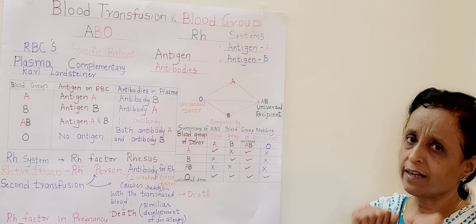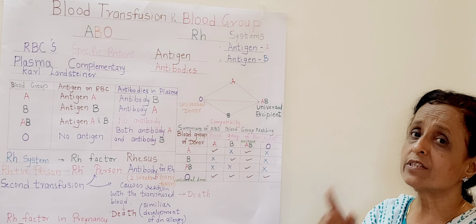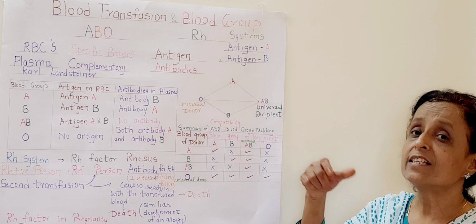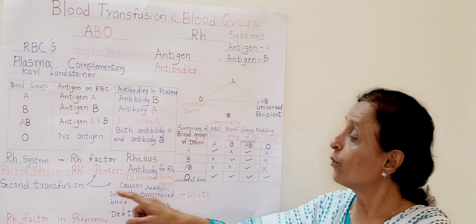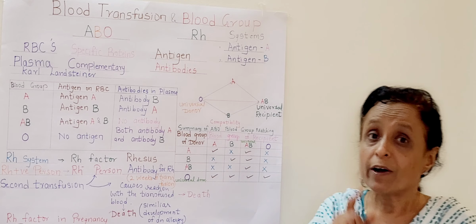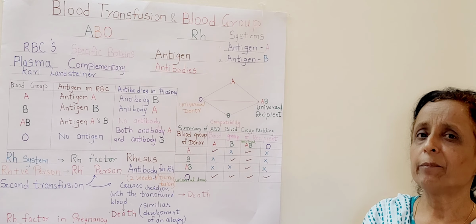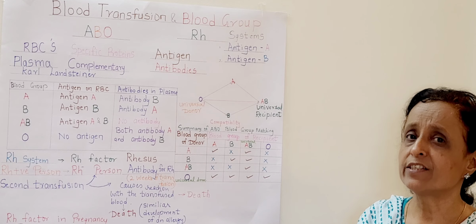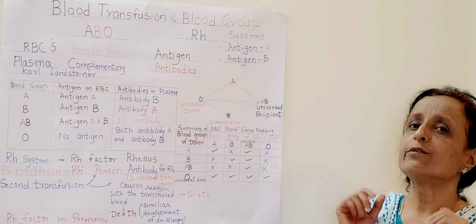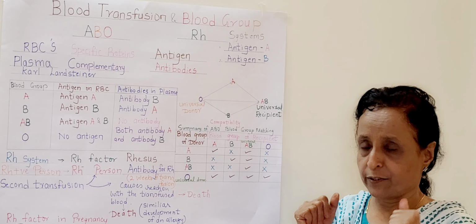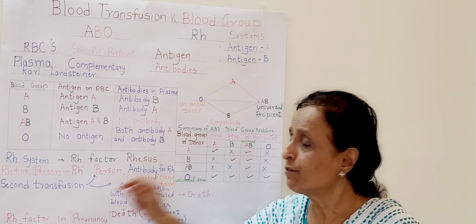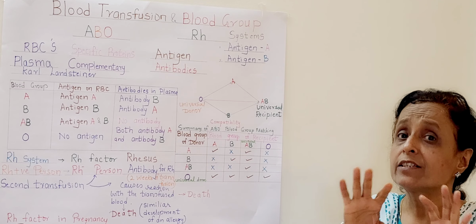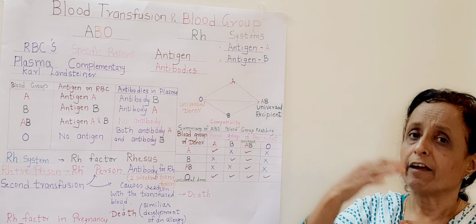There's another classification, Rh positive and Rh negative. There is another protein, another antigen, which is known as the Rh factor. Why is it known as Rh factor? Because that same protein was present in the rhesus monkey, therefore it is known as Rh factor.